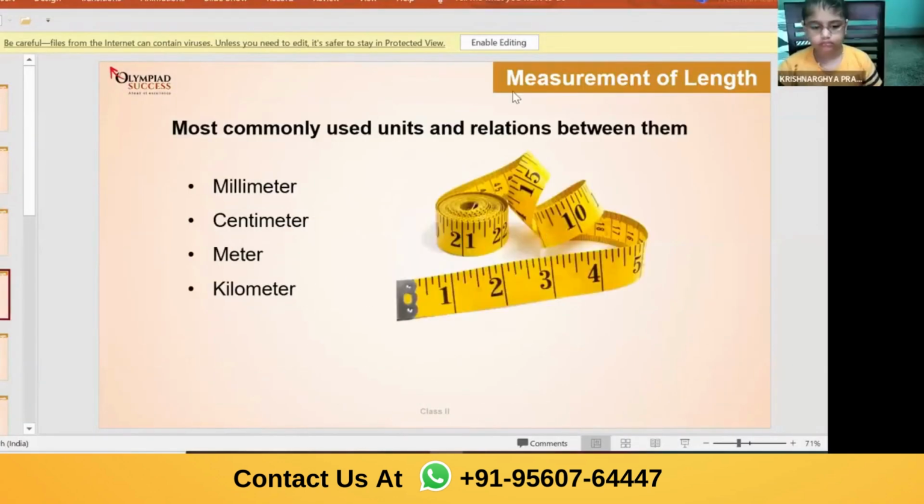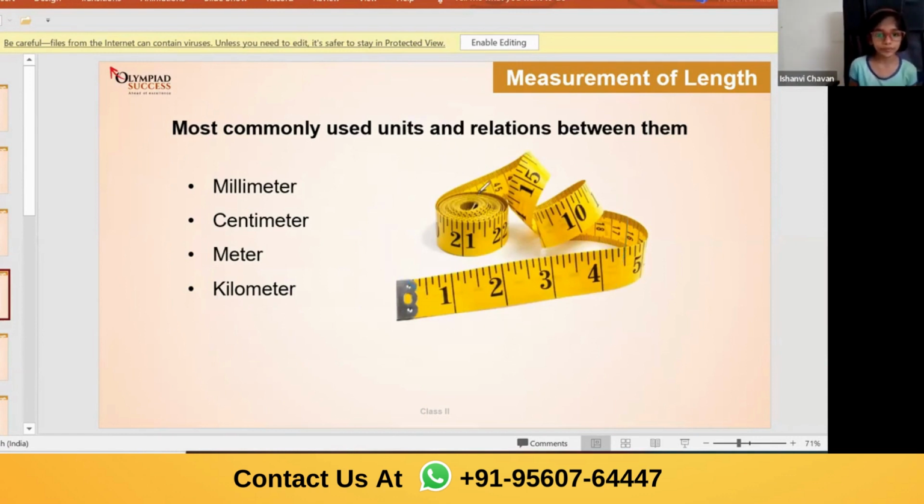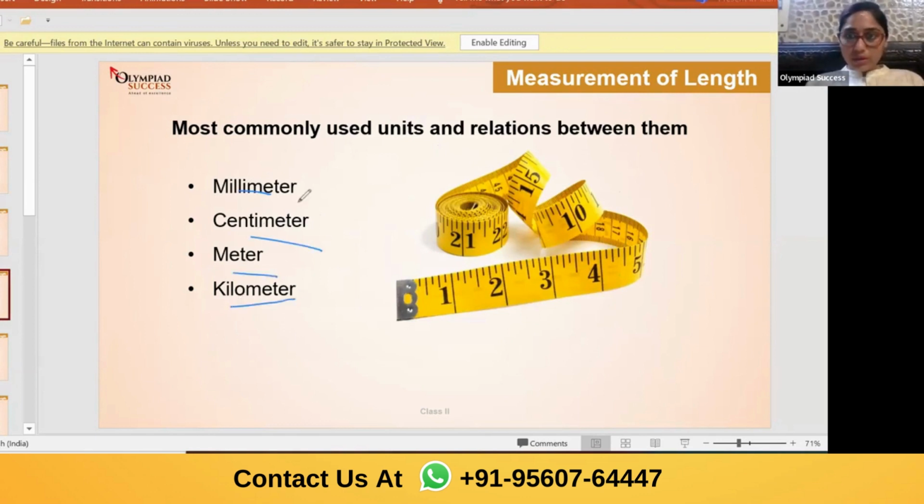What is this? Yes, Ishanvi. It's a meter rope. Yeah, a meter rope, or we can say inch tape, right? This we use to measure clothes. So now you know millimeter, centimeter, meter, and kilometer. Now let's move to the next one.